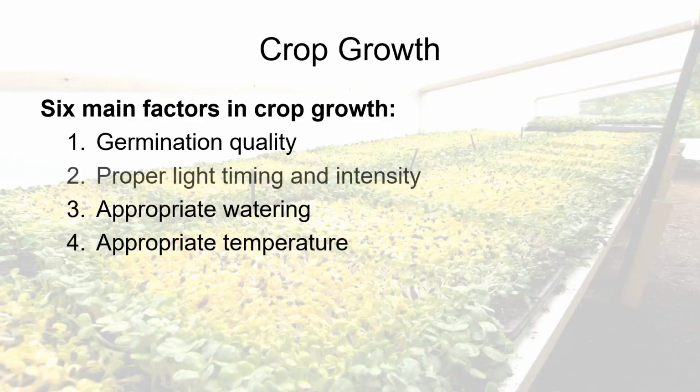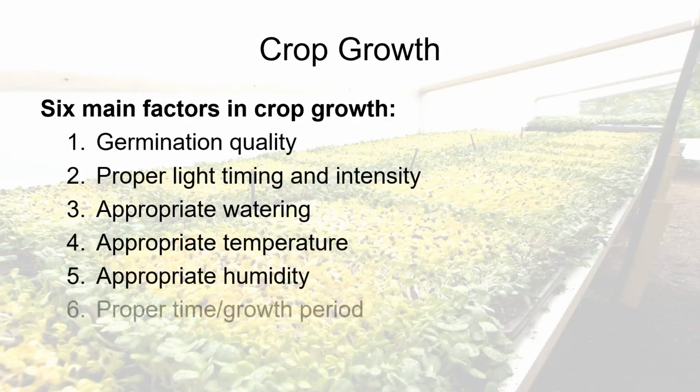Okay, so number 1 is germination quality. We've talked about that quite a bit already. Proper light timing and intensity, and this is the same whether you're using sunlight or artificial light. Watering, temperature, and humidity. These are things that vary depending and often relative to each other. And then having the proper time or growth period for each crop. So let's take a look at some of these components.